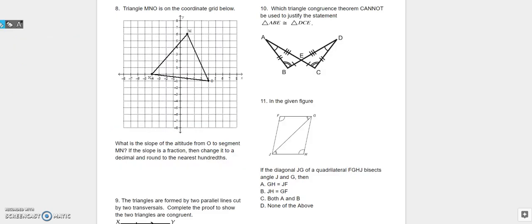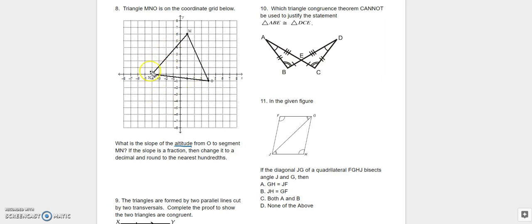Okay, number 8, triangle MNO is on the coordinate grid below. What is the slope of the altitude? That will be a new word that you are learning. From O to the segment MN. If the slope is a fraction, then change it to a decimal and round to the nearest hundredths. Okay, so altitude. Altitude is a new word. You will learn it by the time we take the test. And altitude is going from O perpendicular to MN. So I'm starting at O and going perpendicular to MN.